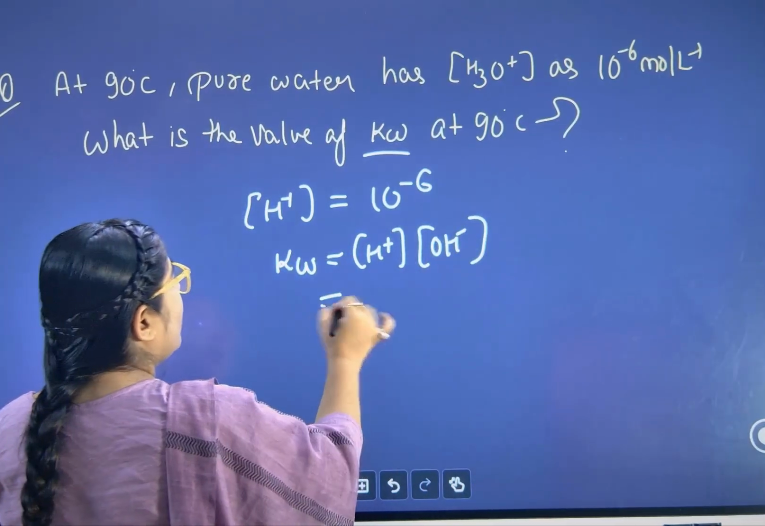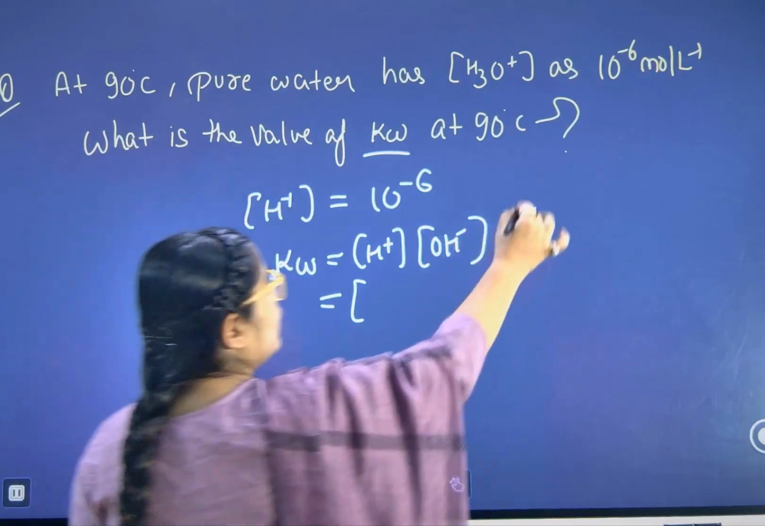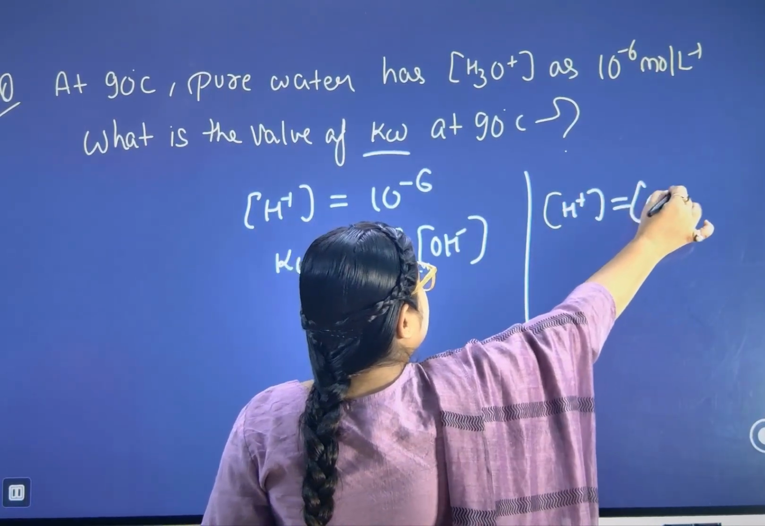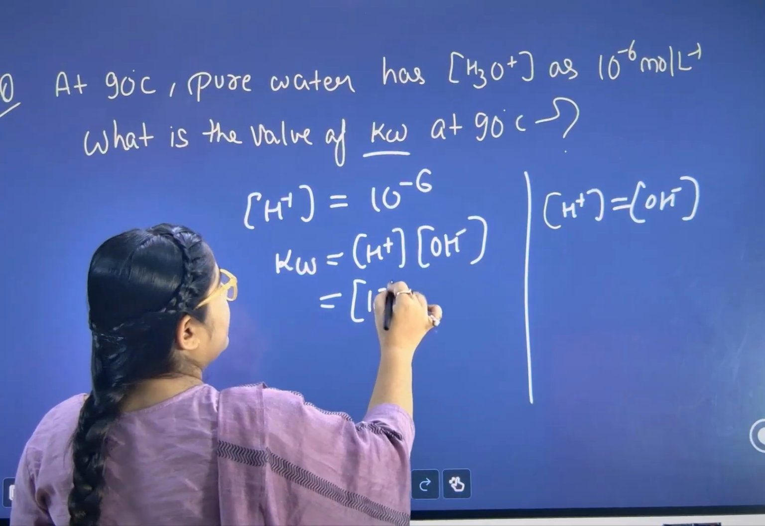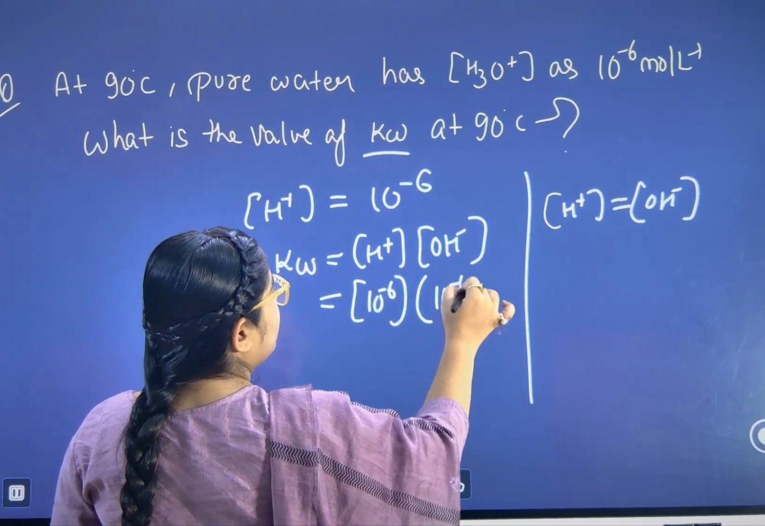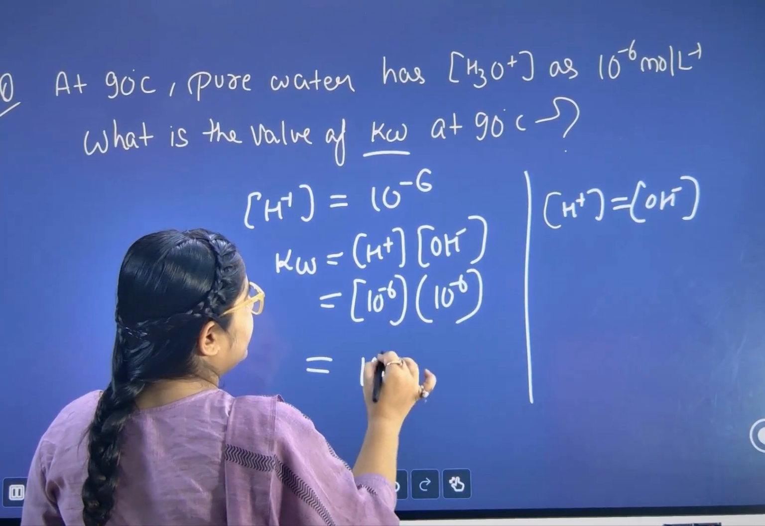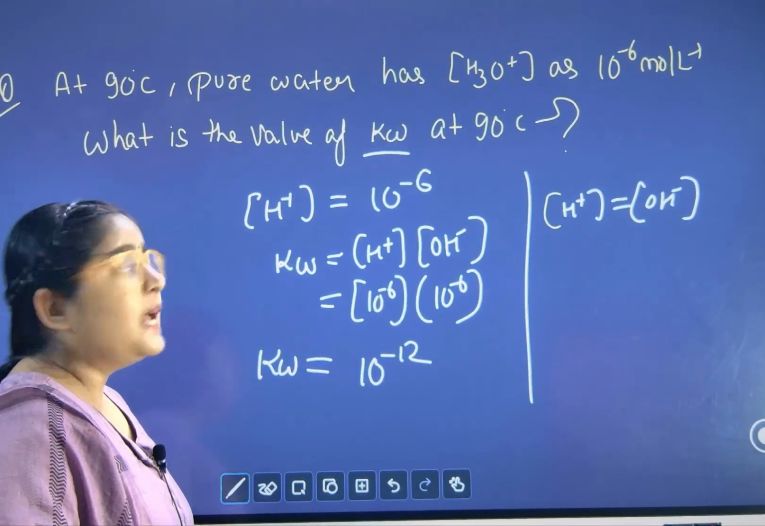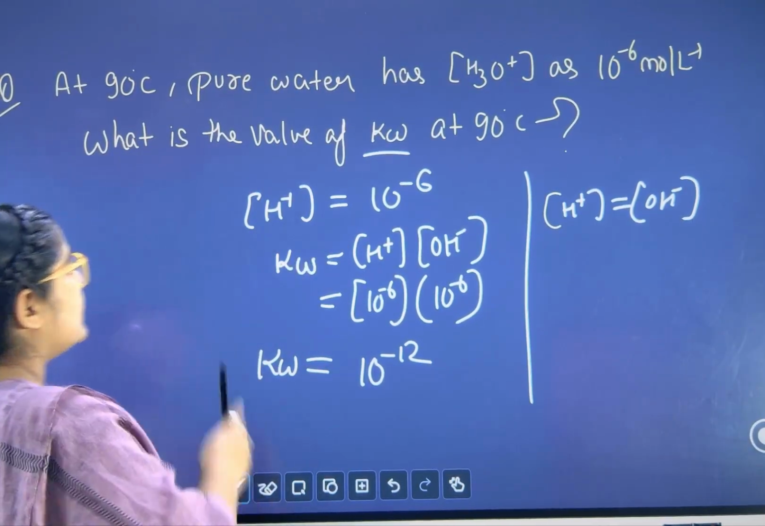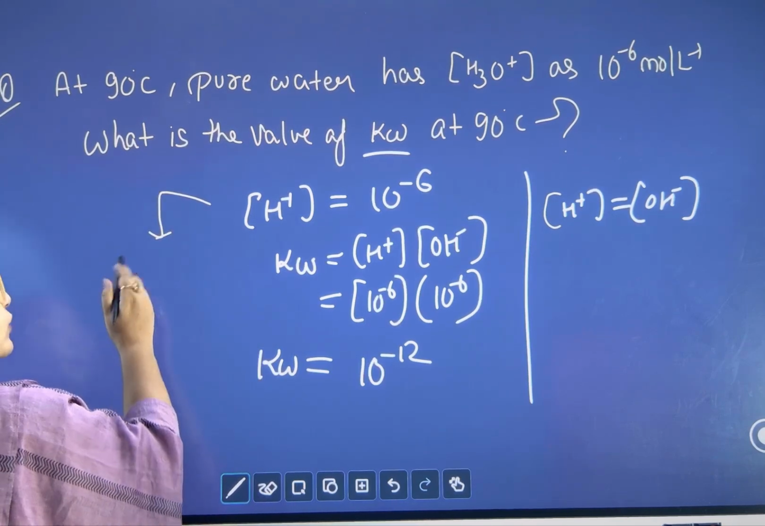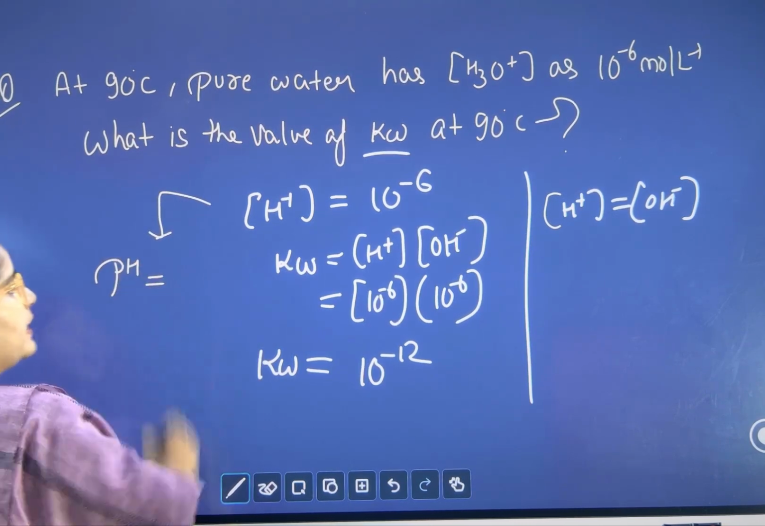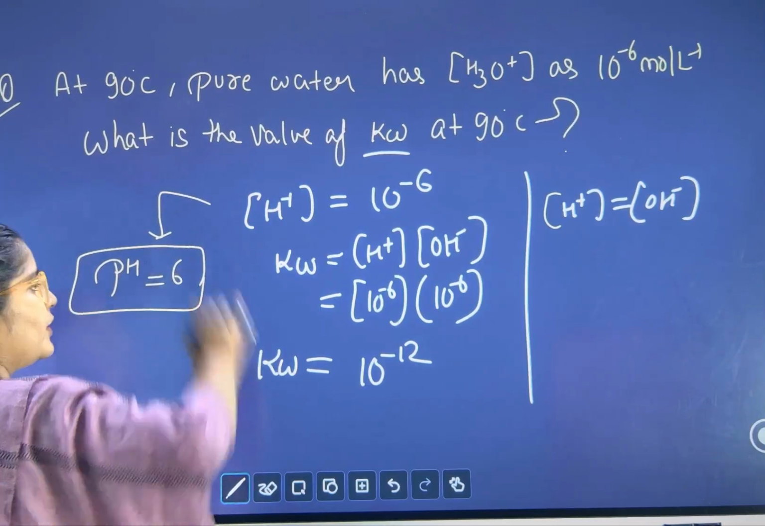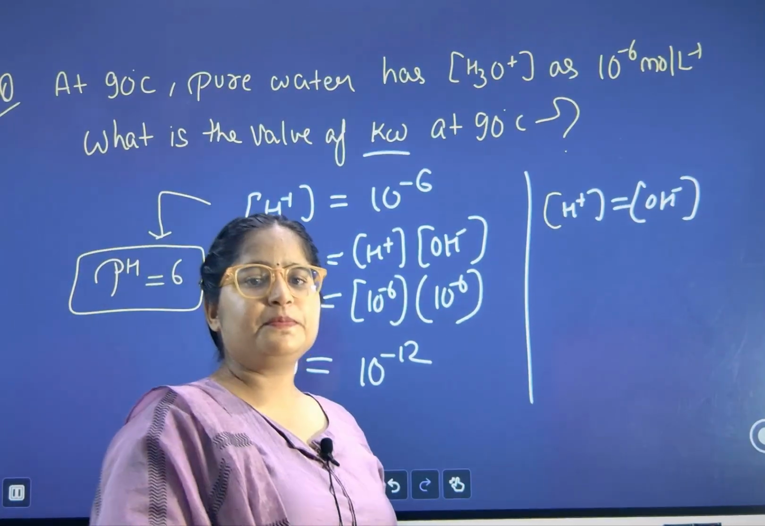And we know for pure water, H ion is equal to OH minus ion. So 10 to the power minus 6 into 10 to the power minus 6. So we will get here 10 to the power minus 12 as Kw. Easy? Yeah. If H ion is given as 10 to the power minus 6, and if they have not asked, can I calculate pH also? pH is equal to minus log H ion, 10 to the power minus 6, so pH will become 6 for this question. Fine?